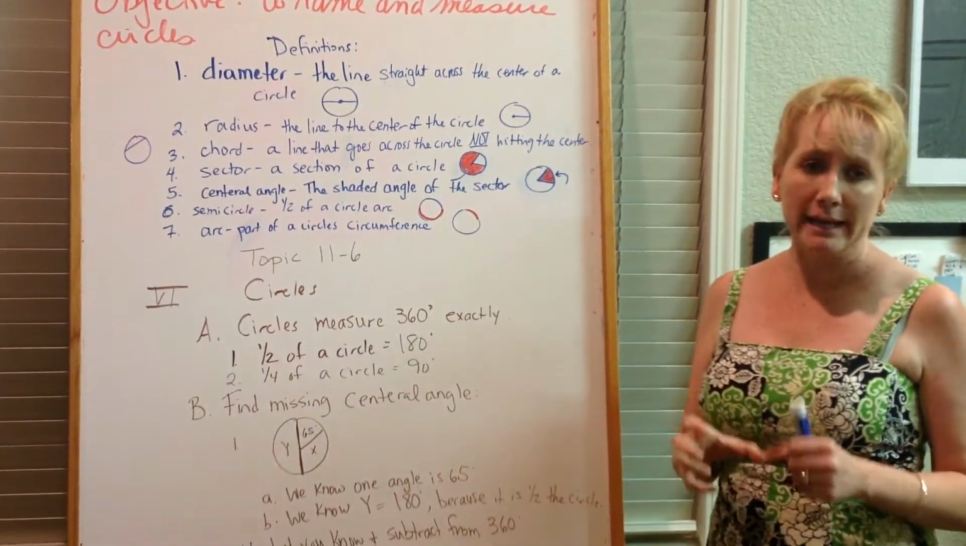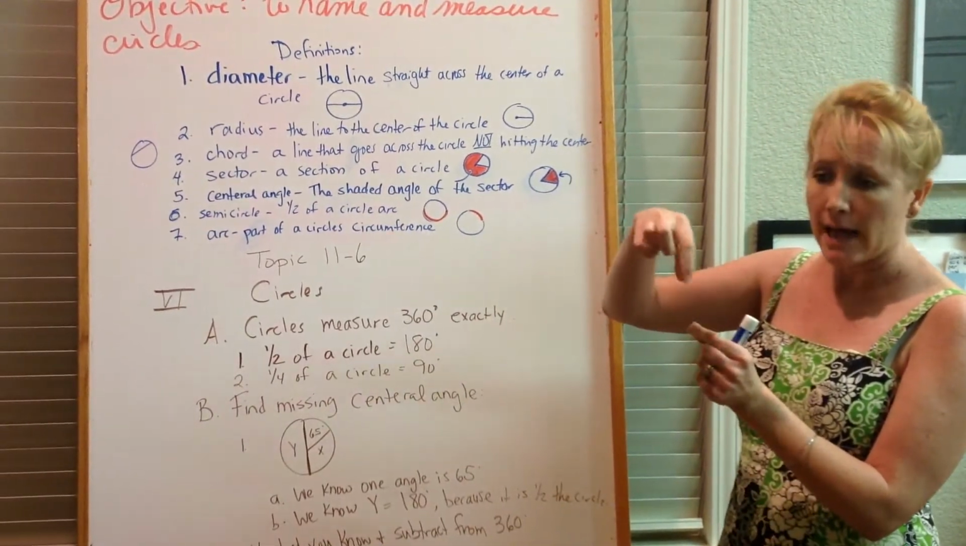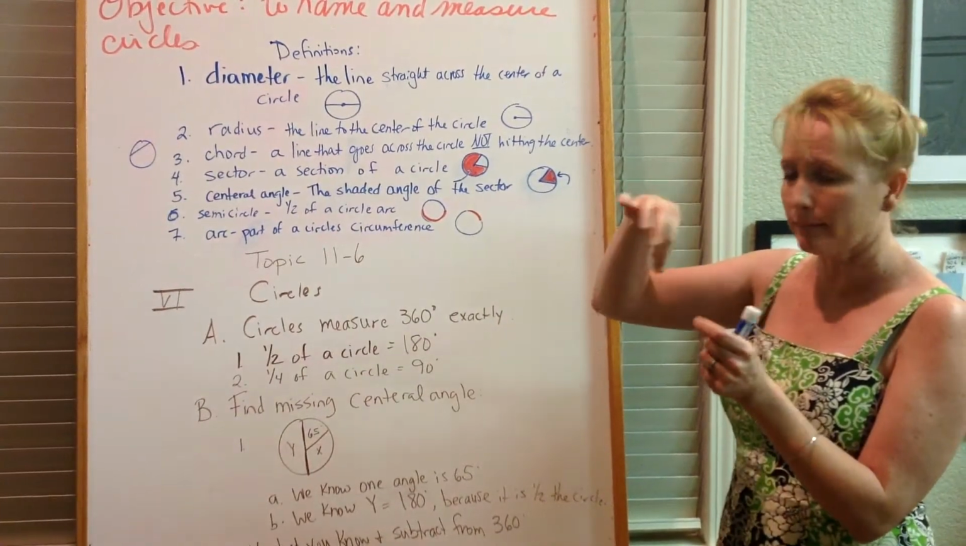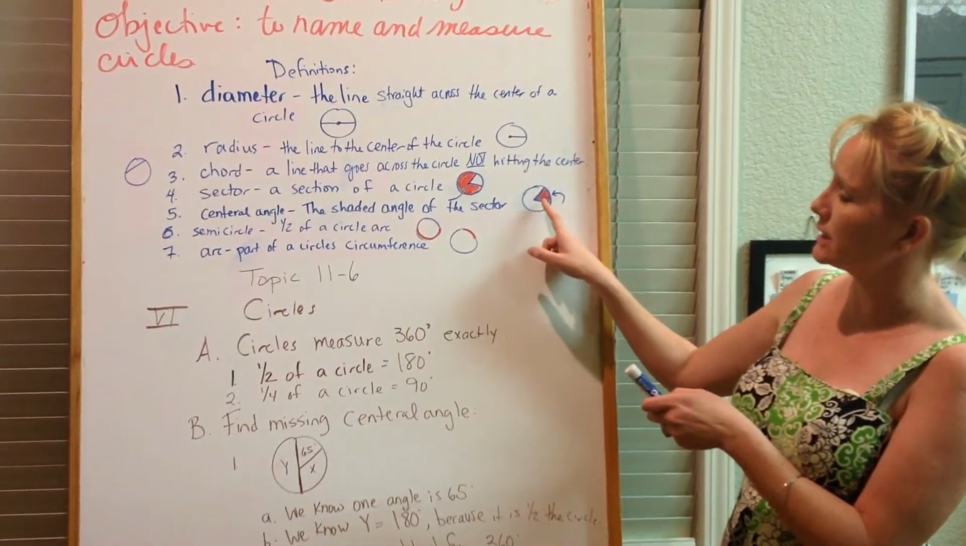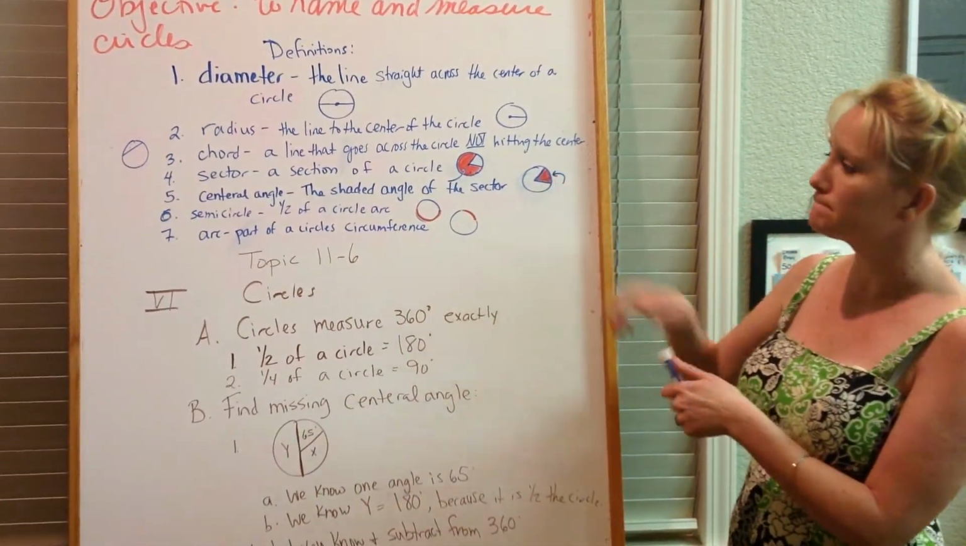But a central angle is when you have the circle and you're looking at the angle it's making, and it goes to the center and then goes back out. So it goes right to the middle point and back out right here. So this is a central angle right here. I've highlighted it again. It's the shaded angle of this sector right there.